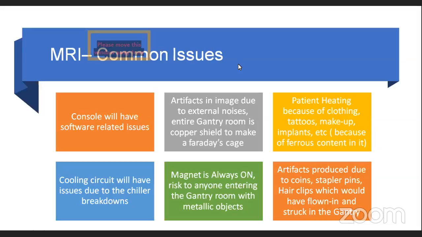Okay. So MRI, as I told before, is used mainly for the soft tissues. And it is safer than CT scan because it doesn't use any kind of ionizing radiation.